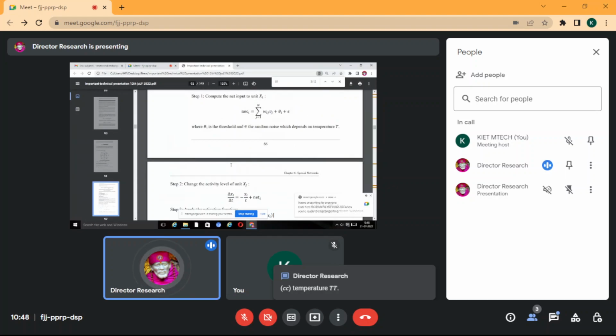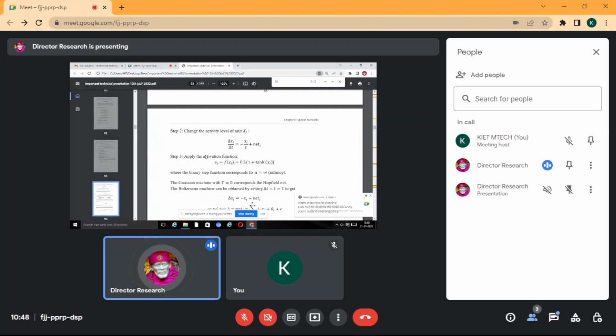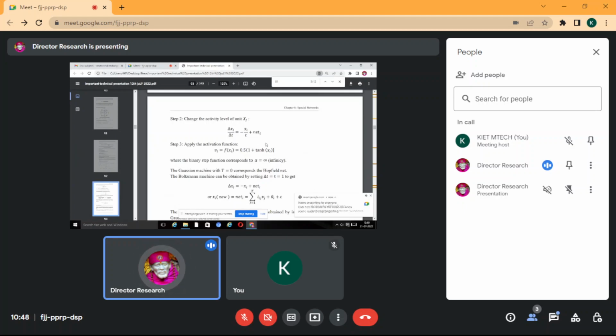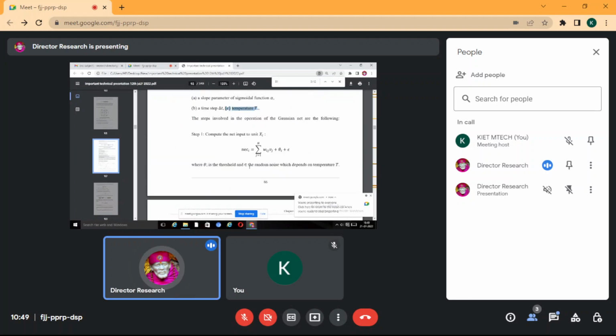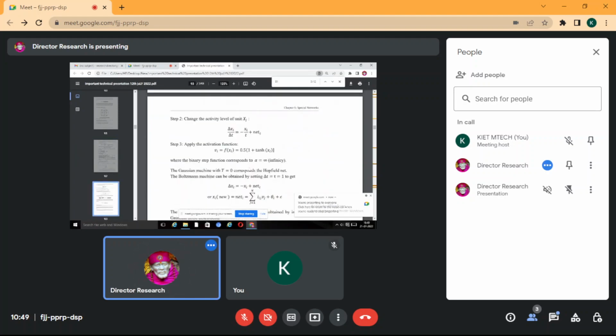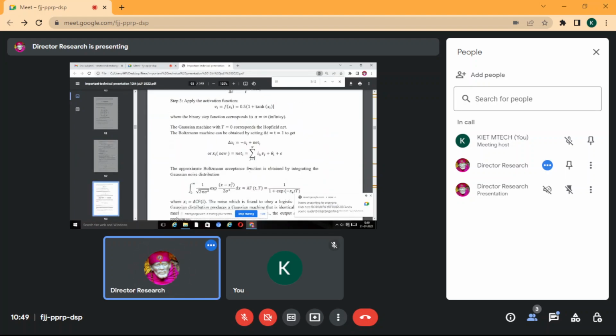Step 1, compute the input to xi. Okay, this is step 1. Step 2, change the activity level of unit xi, xj. Apply the activation function. These are the algorithm steps. Where the step function corresponds to alpha equal to infinity.